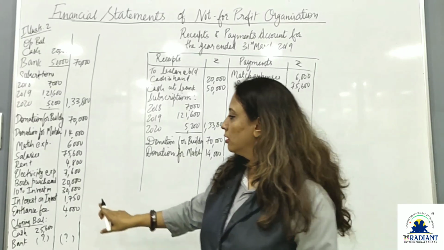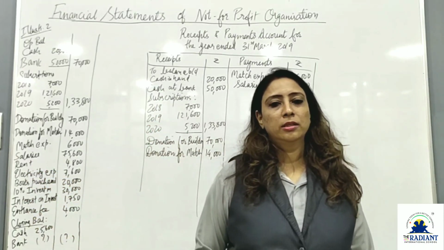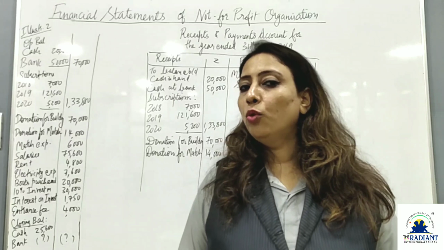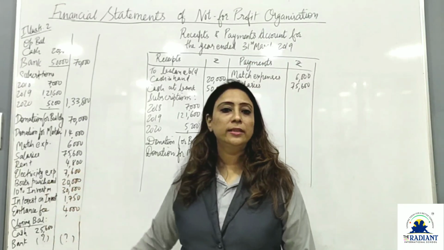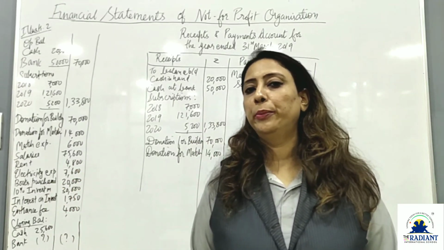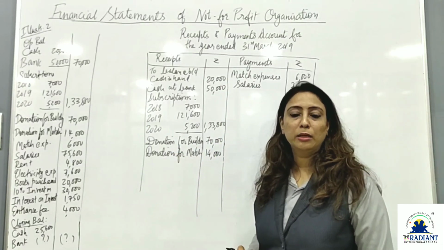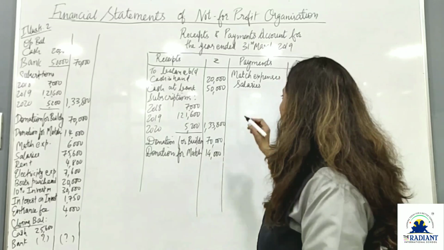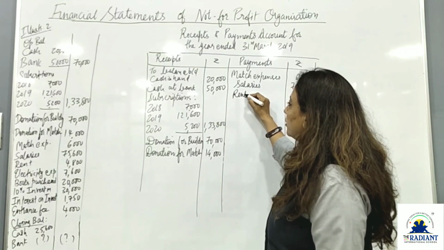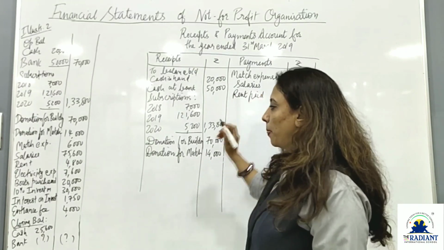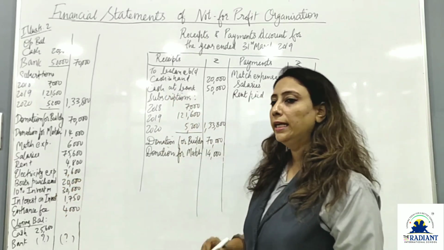After salaries, you have rent. That means rent paid. If no information is given whether it is rent received or rent paid, we consider it as rent paid. That means always as an expense. So I am going to write here rent paid 4,800.